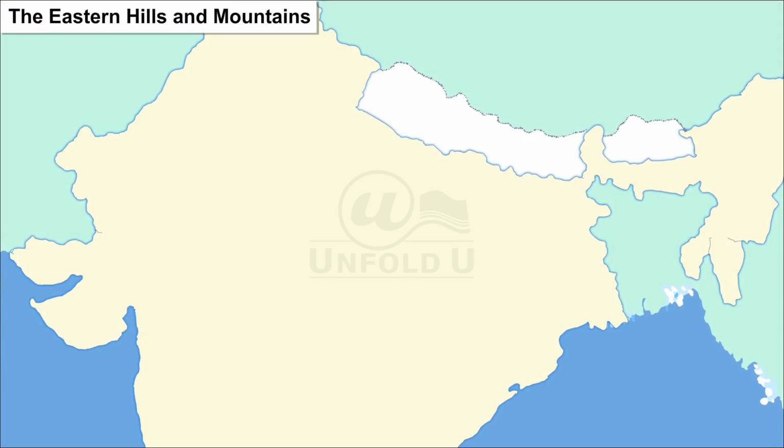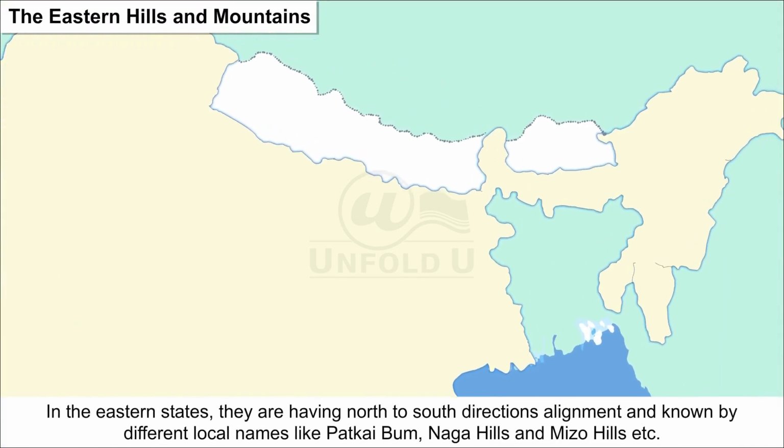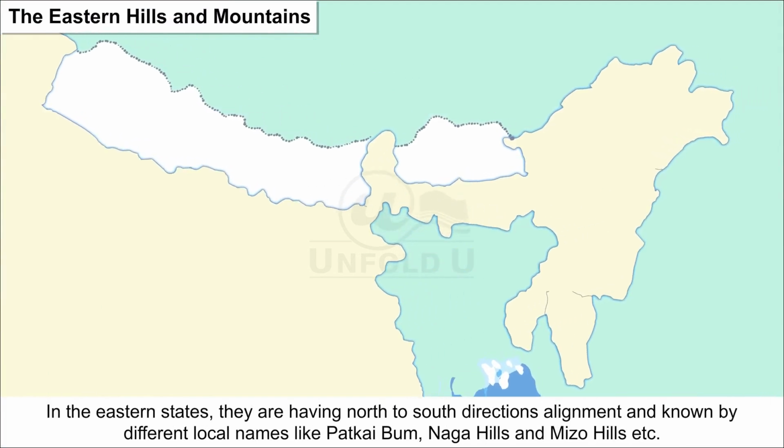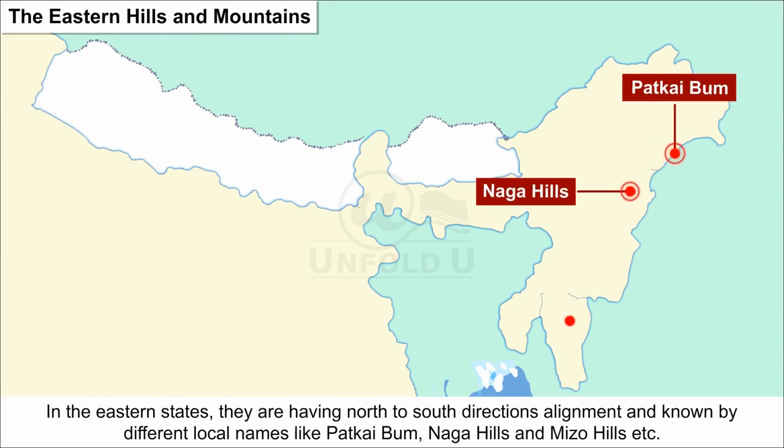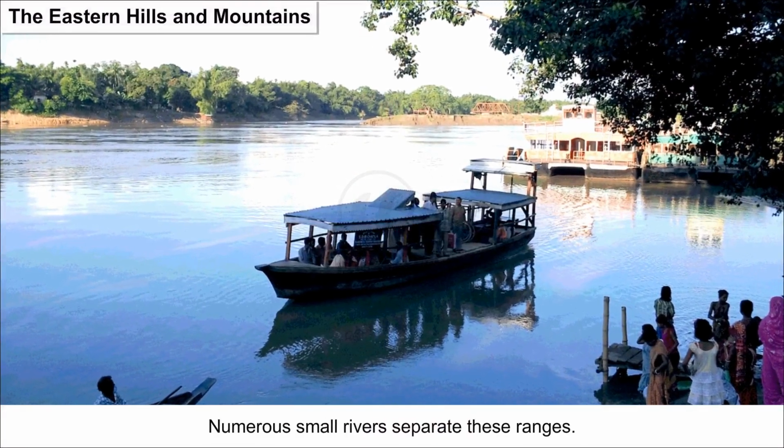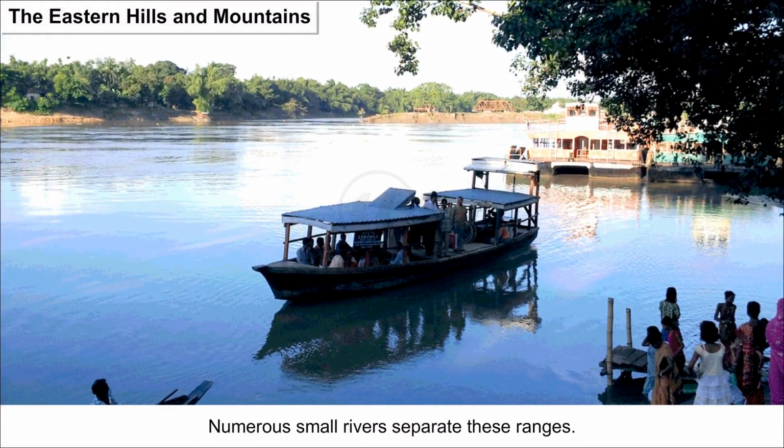5. The Eastern Hills and Mountains. In the eastern states, they are having north to south direction alignment and known by different local names like Patkai Bum, Naga Hills and Mizo Hills, etc. Numerous small rivers separate these ranges.